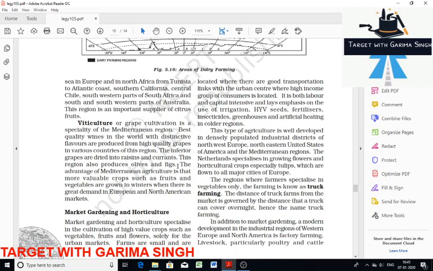In viticulture, it's specialized in this region. Viticulture is basically grape cultivation. Best quality wine is produced from grapes. Low quality grapes are used for raisins and currants. Olives and figs are also grown in Mediterranean agriculture. Fruits and vegetables are grown in winter, which are in great demand in Europe.